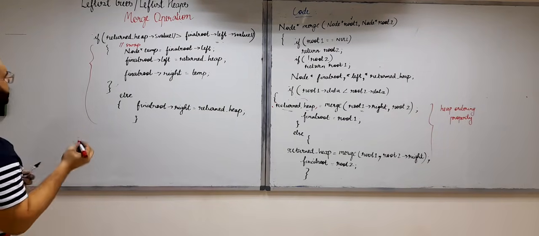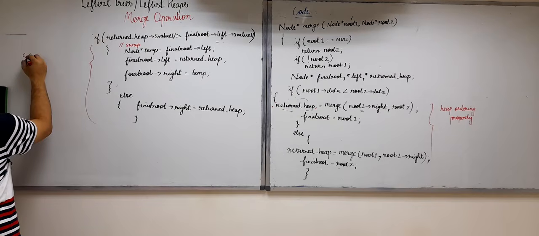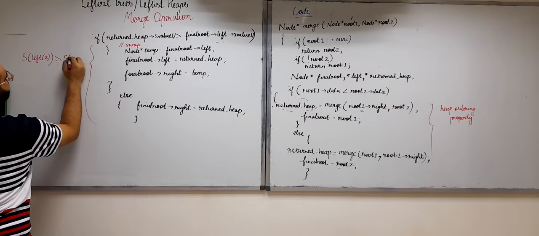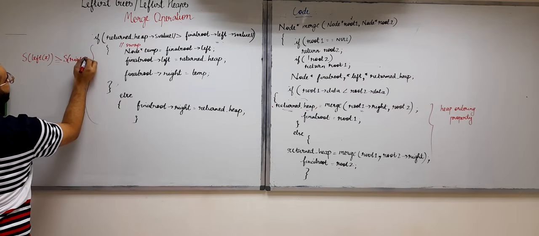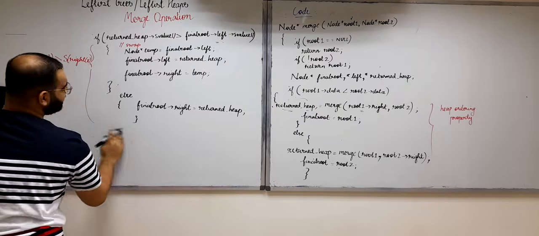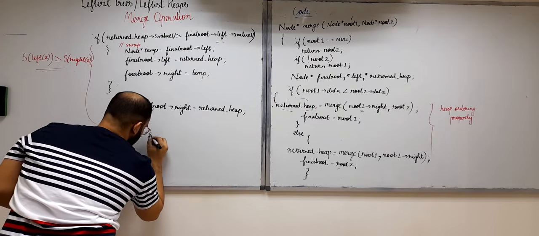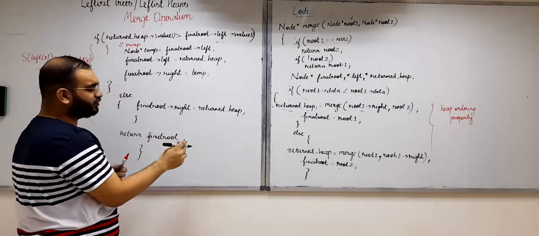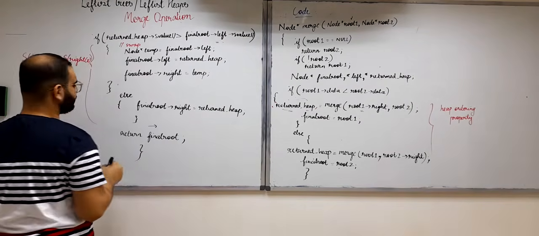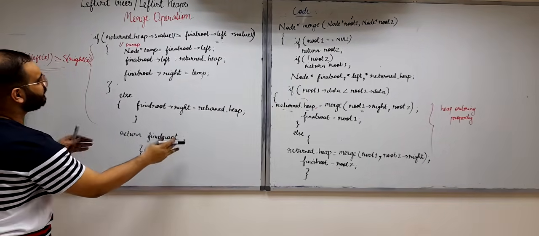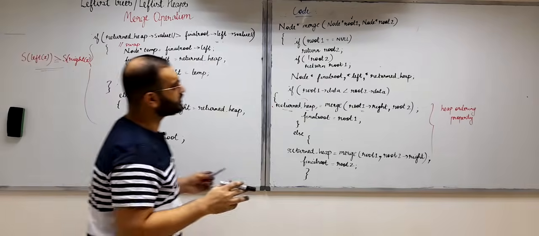On the basis of which property? That the S of left of x be greater than or equal to S of right of x, or the right child of x, right? We have maintained this property, and then finally we will return our final root. And before that we also need to update the S value. I'm not writing the code for that. Finally we'll return this merged leftist heap from here, right? So this was the code.